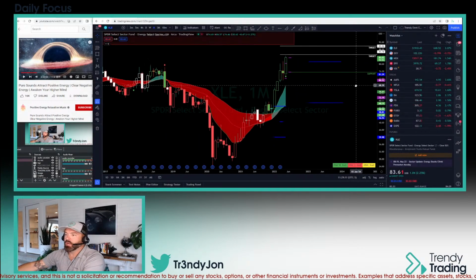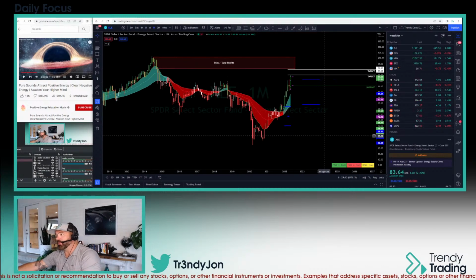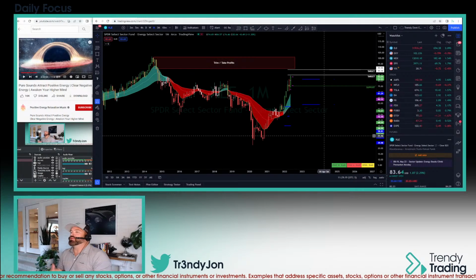XLE. All right, back to where I was talking about. This is a blueprint that I gave my room several months ago, to be exact. And we are creating an inside and up. We have a buy signal on the monthly, which means since the beginning of May, this has been a buy.